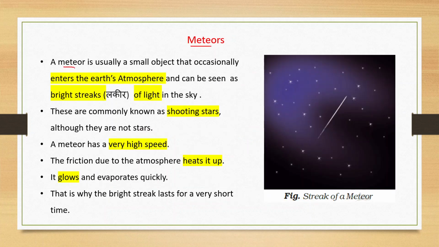Meteors. A meteor is usually a small object that occasionally enters the Earth's atmosphere and can be seen as bright streaks of light in the sky. Streak means lakir. See this diagram? This is the bright streak of a meteor. These are commonly known as shooting stars, although they are not stars. A meteor has a very high speed. The friction due to atmosphere heats it up. It glows and evaporates quickly.